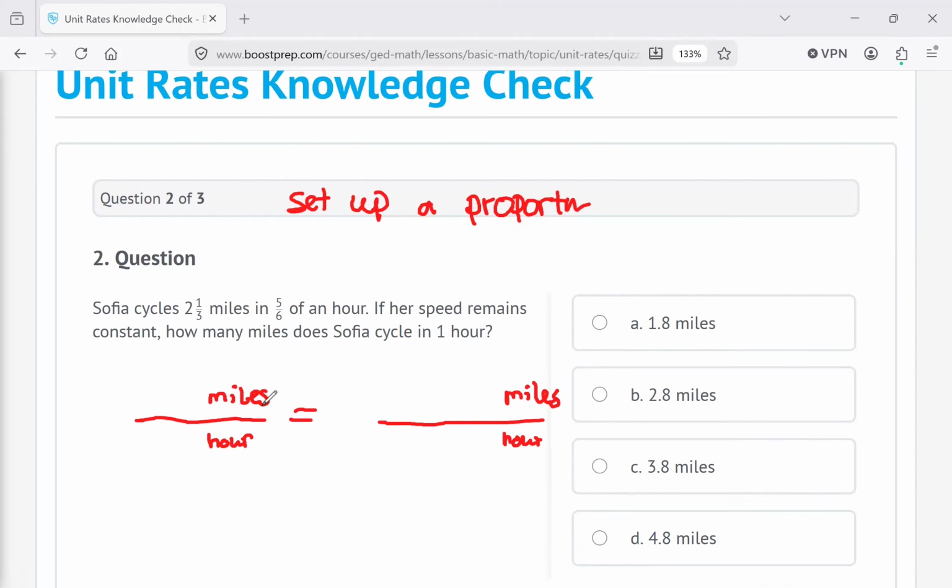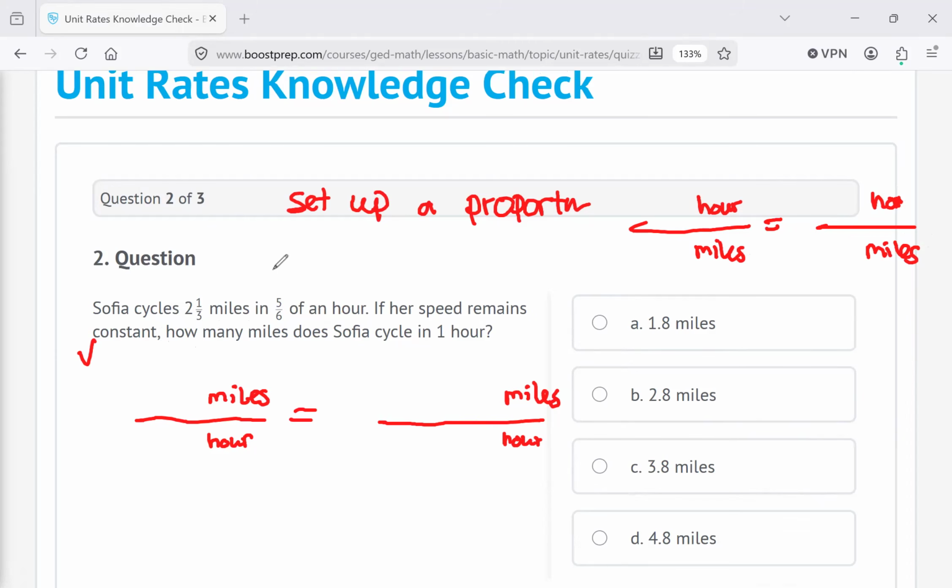So you don't have to set it up like this. You can also set it up as, you could put hours on the top, right? And then miles at the bottom. That is perfectly fine. So let's pretend we'll do it this way. Let's just fill in the blanks, and you must have one unknown value. So Sophia cycled 2 1/3 miles.